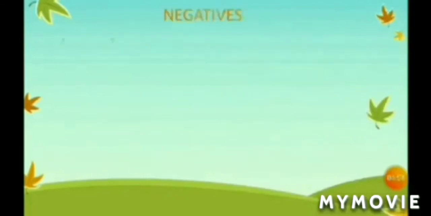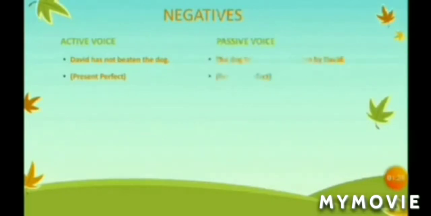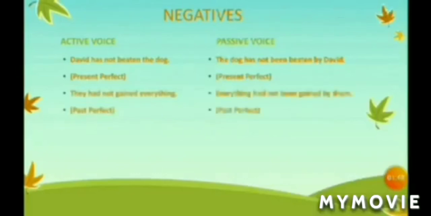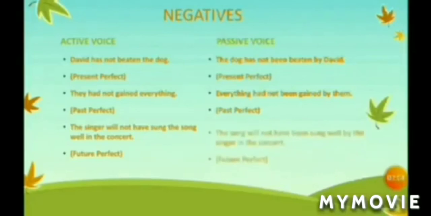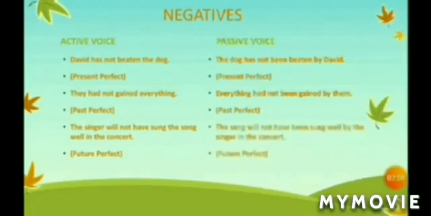Let's compare negative sentences, active voice versus passive voice. Active sentence: just with the addition of not in the affirmatives, the sentence becomes David has not beaten the dog, present perfect negative. And after switching object to subject, it becomes the dog has not been beaten by David. They had not gained everything, past perfect active sentence, and everything had not been gained by them, passive voice of past perfect. The singer will not have sung the song well in the concert, future perfect active sentence. The song will not have been sung well by the singer in the concert, passive voice of future perfect.